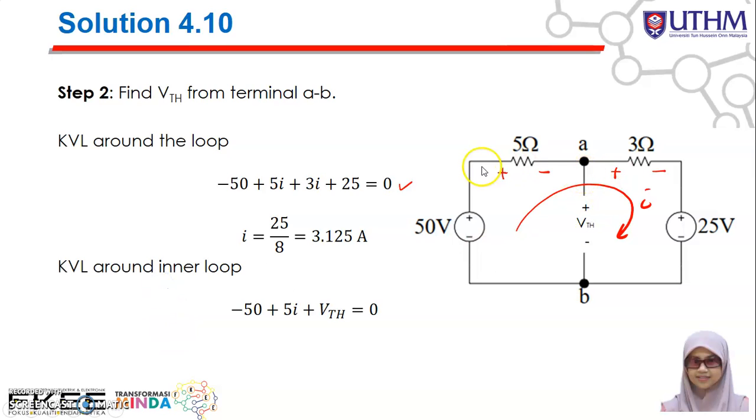And then after that, we can apply the KVL around the small loop here, or we can call it an inner loop. So here you have negative 50 plus 5I plus V Thevenin equal to 0. Okay, so you know I is equal to 3.125. You can just substitute the value of I. So finally, V Thevenin is equal to 34.375 volt. Okay, so this is your V Thevenin.